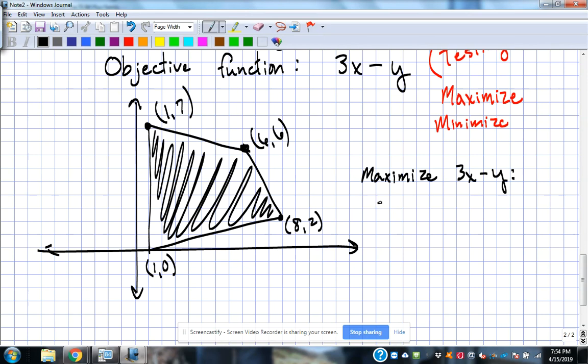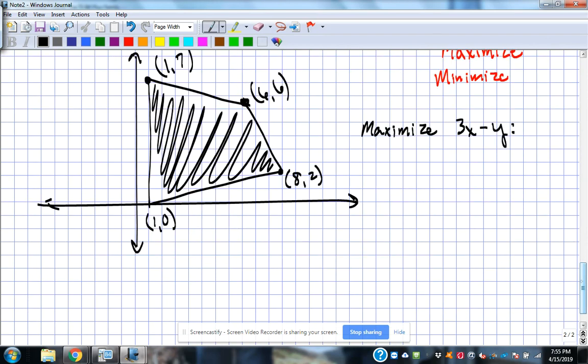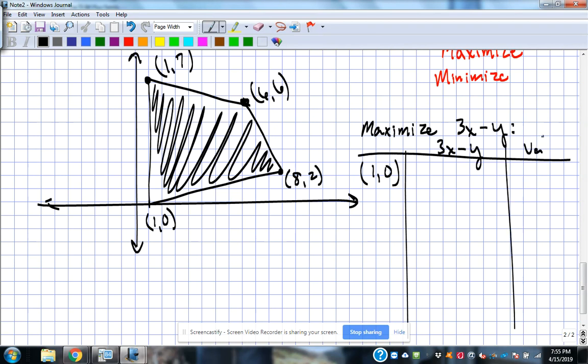So we're going to take each ordered pair, (1, 0). What I like to do is just make a little table. (1, 0), and then I've got 3x minus y, and then I'm going to put the value out here. So at (1, 0), I'm taking 3 times 1 minus 0. That's 3, right? And then I would take (1, 7). And it doesn't matter what order you do these in.